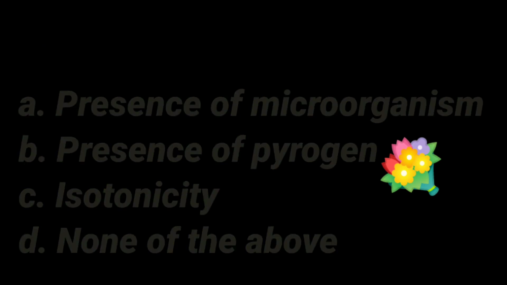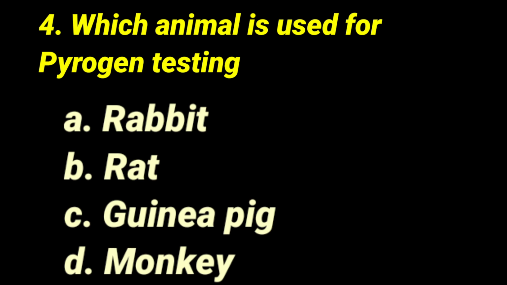Then question number 4: which animal is used for pyrogen testing? First option rabbit, second option rat, third option guinea pig and the fourth option monkey. There are 4 different options they have mentioned clearly. We have to select the correct option.